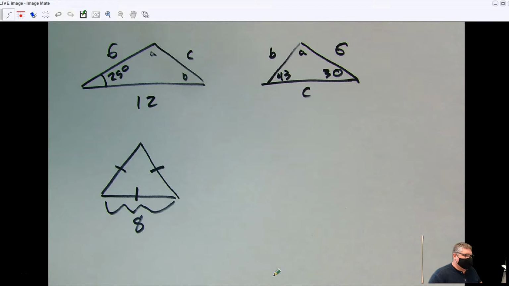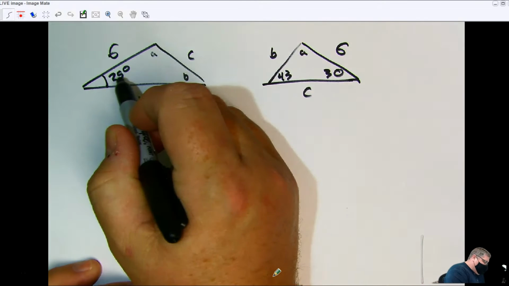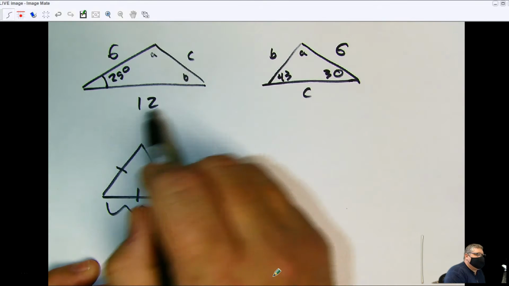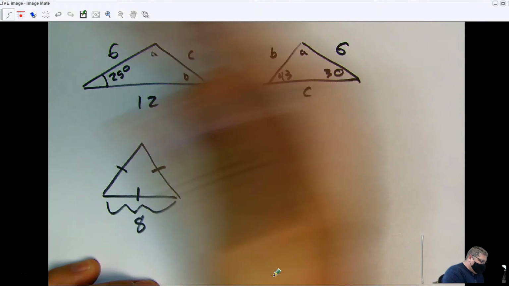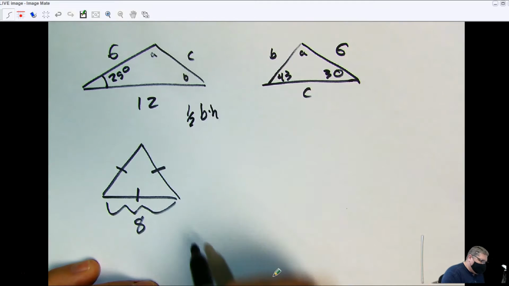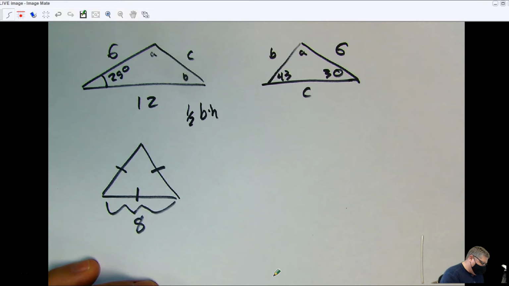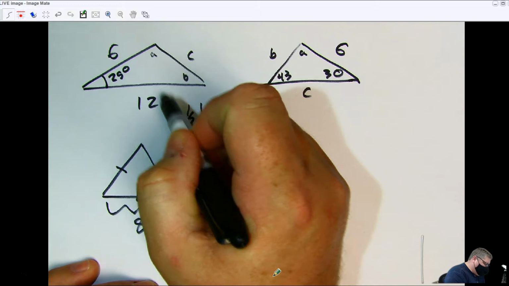Okay, so let's go over a few more examples of finding areas of non-right triangles. These are triangles where I do not have a right triangle. In this case, we talked about one similar to this in the last video. I got 25 degrees, a 6, and a 12. The problem is I cannot use 1/2 BH unless B and H meet at a 90-degree angle, so I need to find some different pieces.